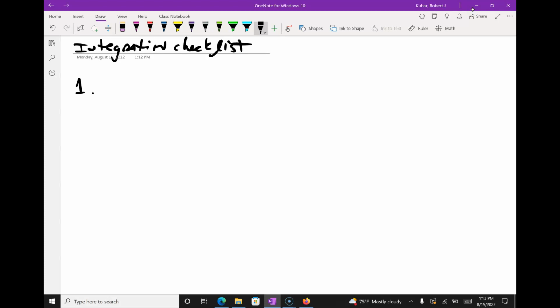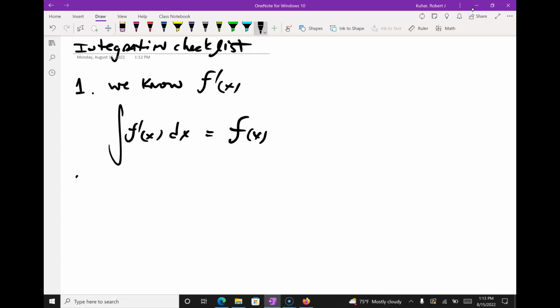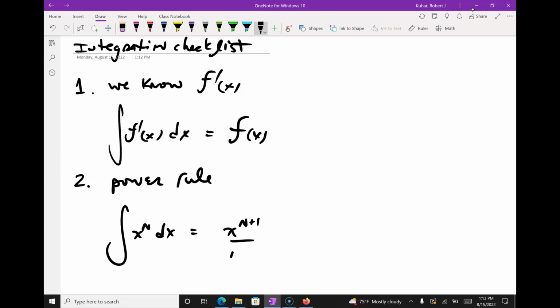We know F prime, right? First one, we just know it. We don't need to think about anything. We know the antiderivative. Second one is the power rule, right? Add 1 to the power, divide by the new power.